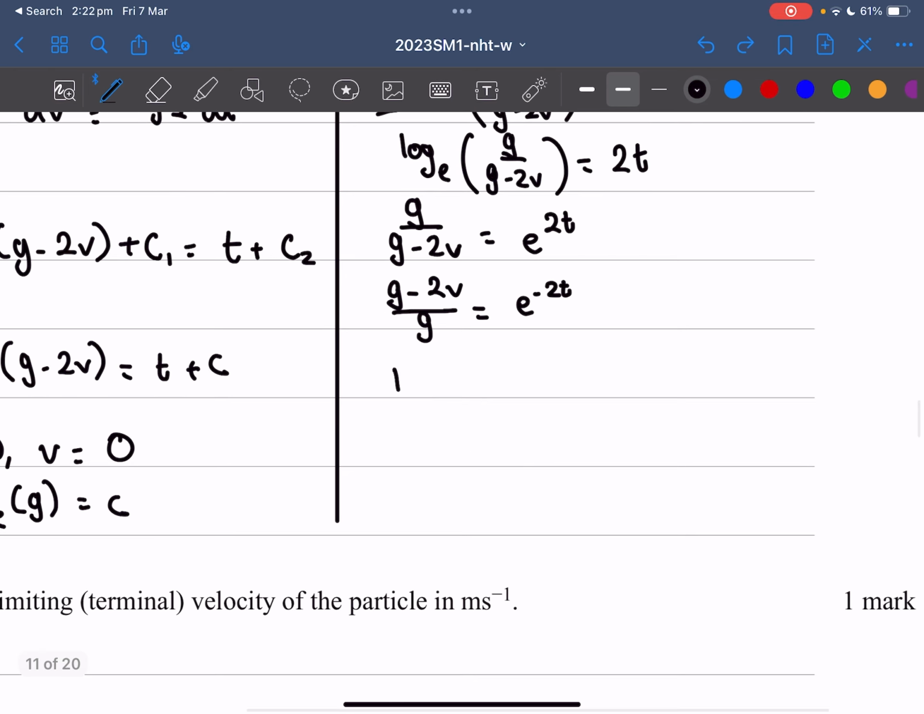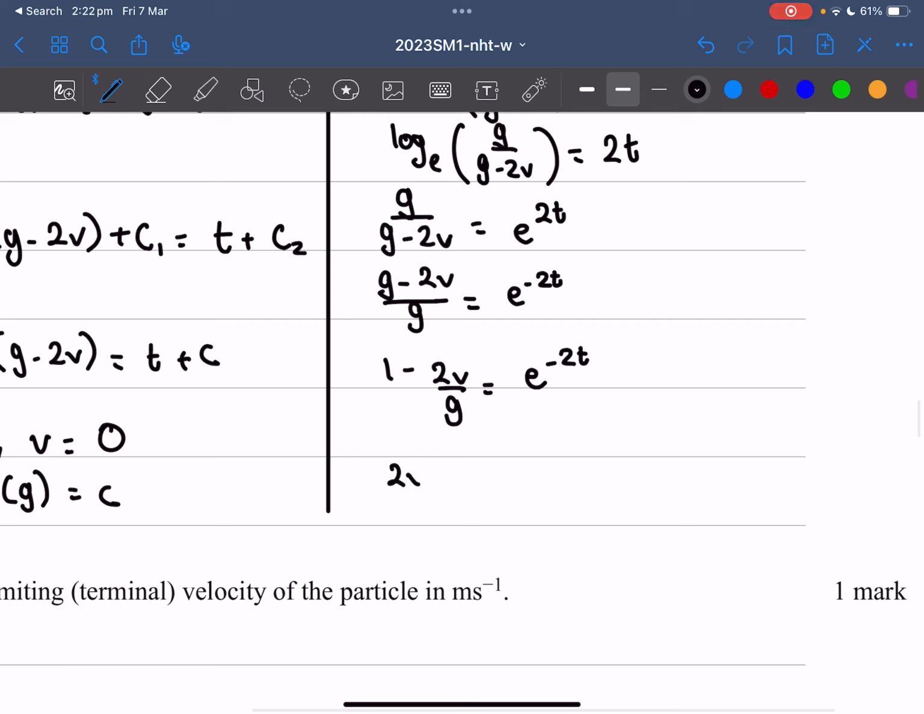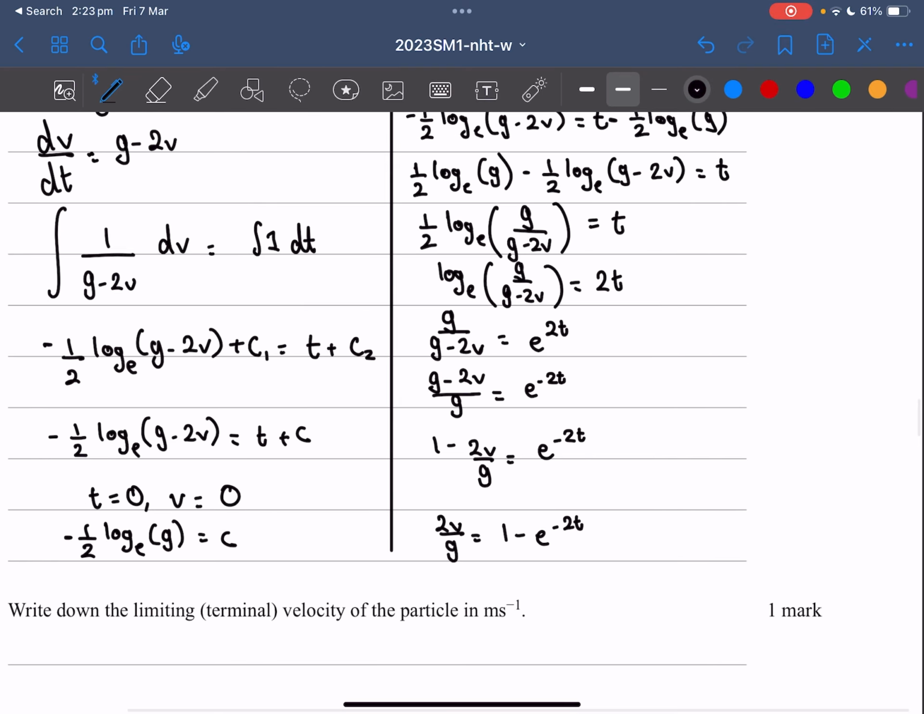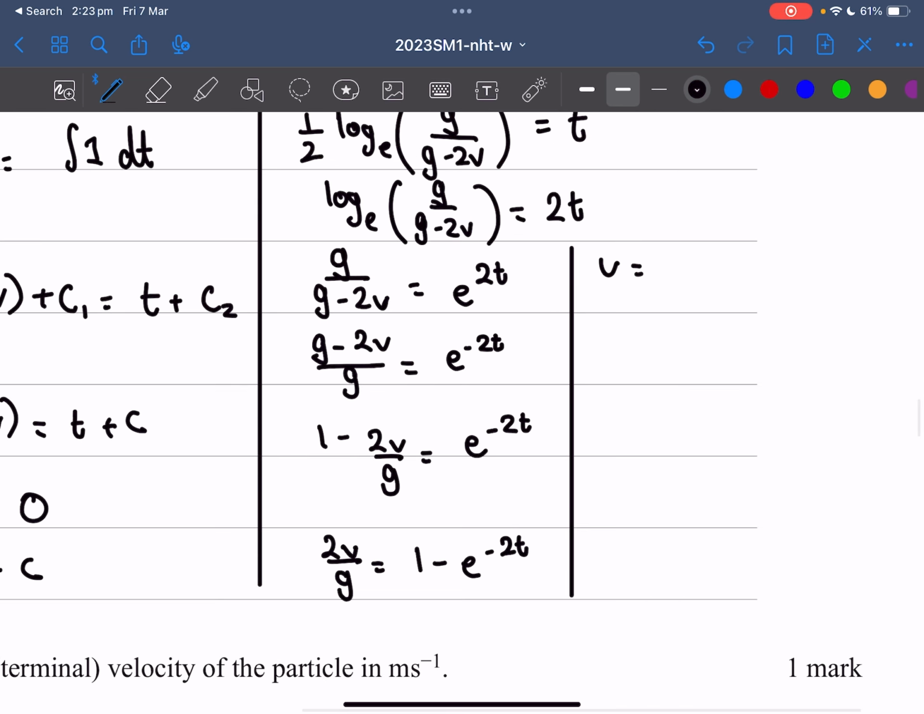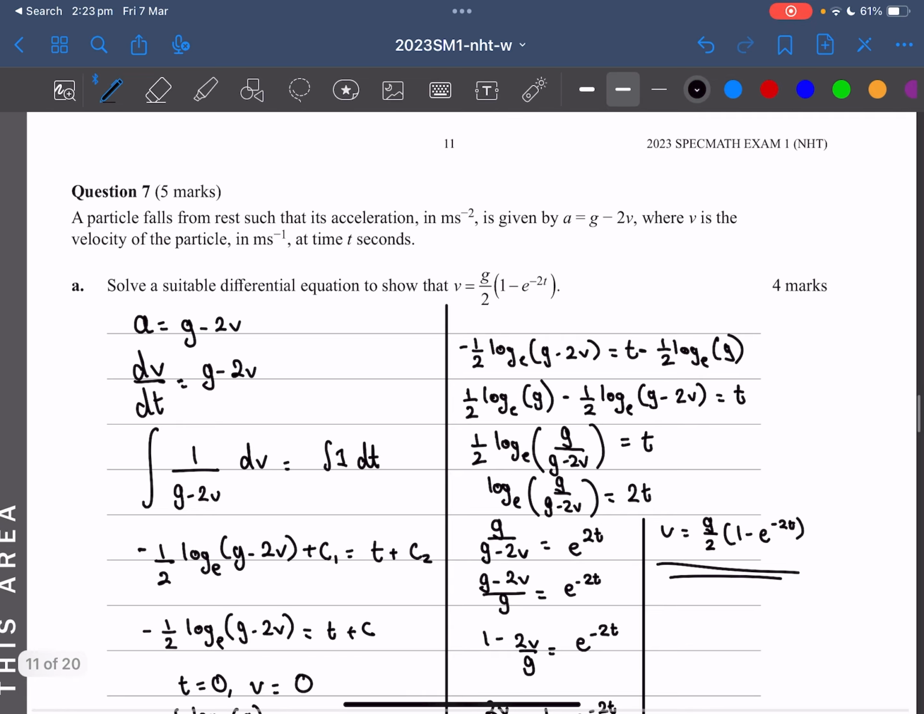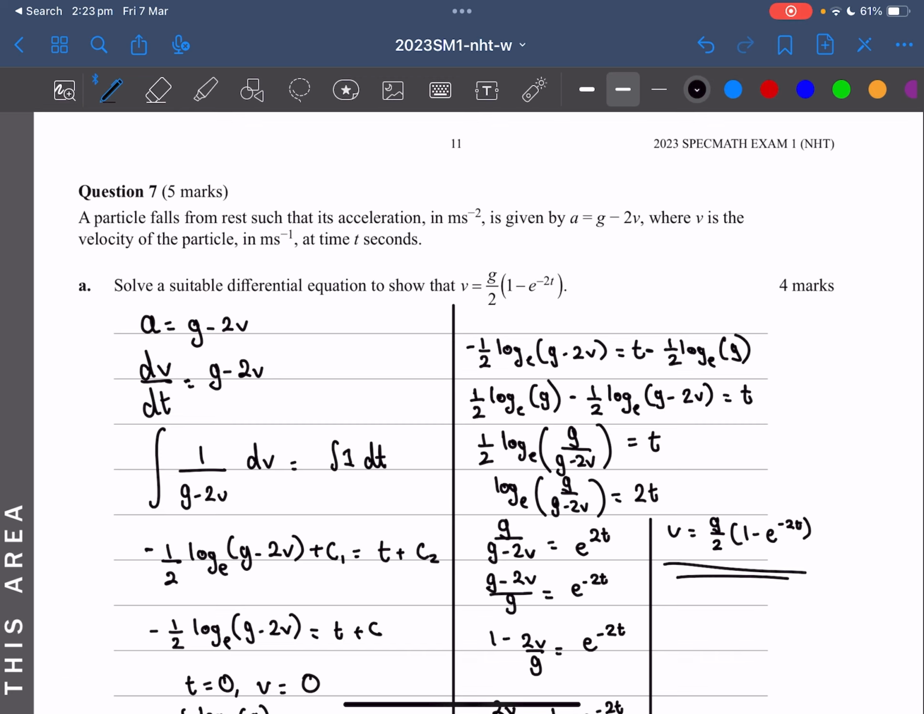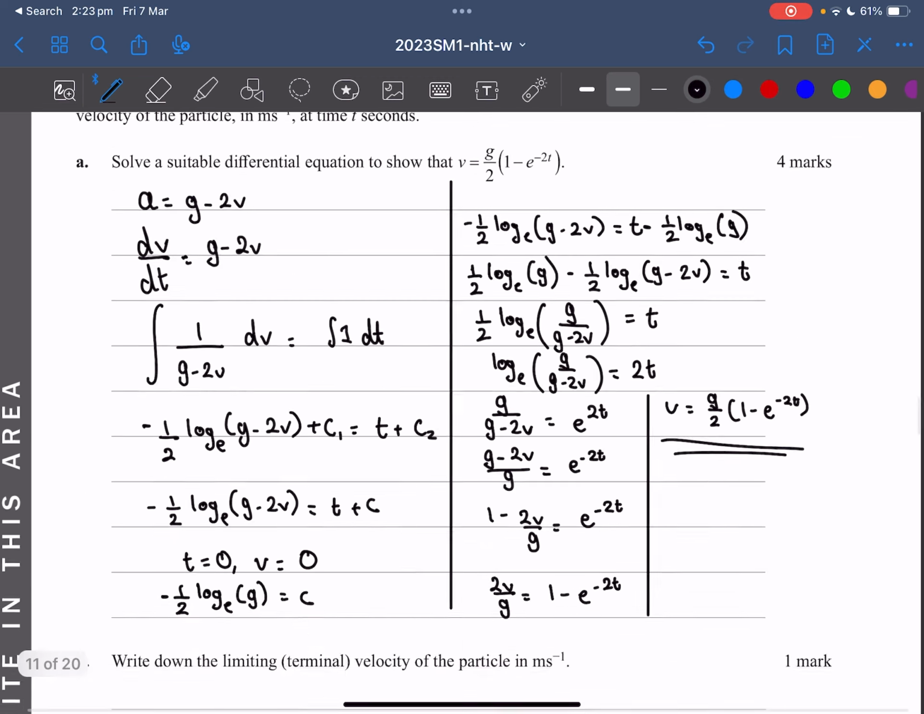So finally we can write 1 minus 2v on g is equal to e to the power of minus 2t. So 2v on g is equal to 1 minus e to the power of minus 2t. Okay, and then finally, let me just draw a line here. v would be g on 2 times 1 minus e to the power of minus 2t. Okay, and yep, as required. All right, hopefully this made sense.